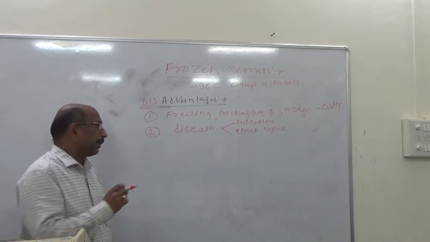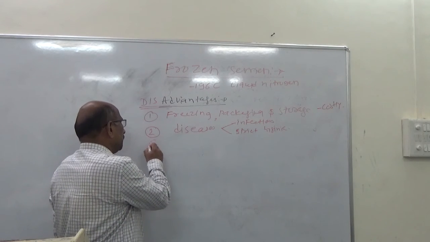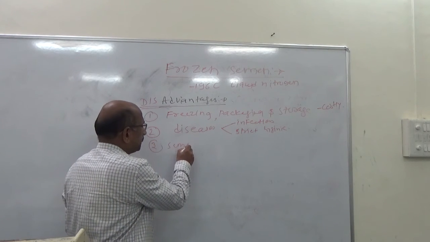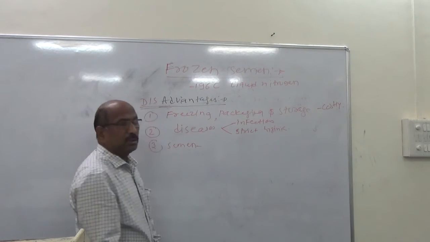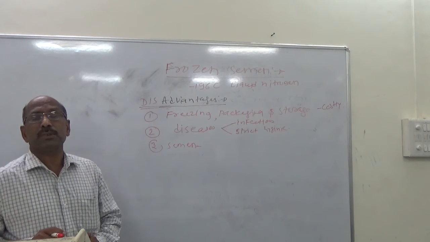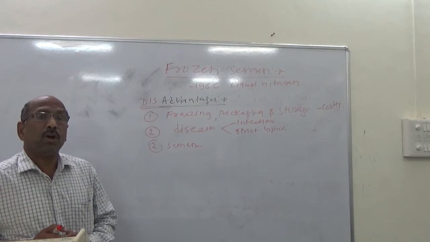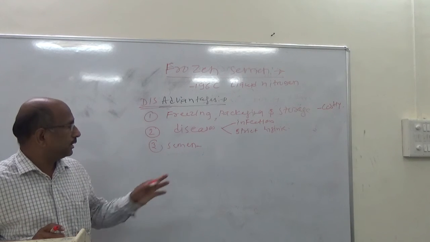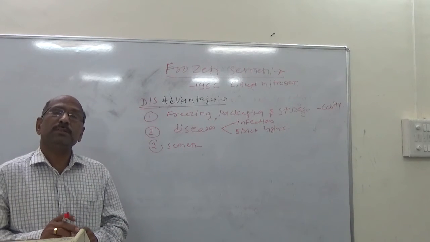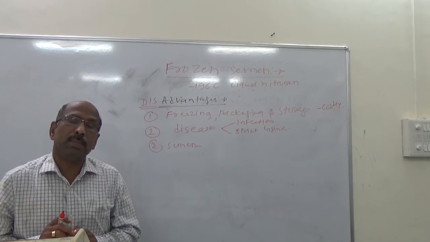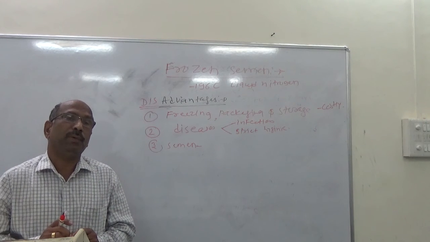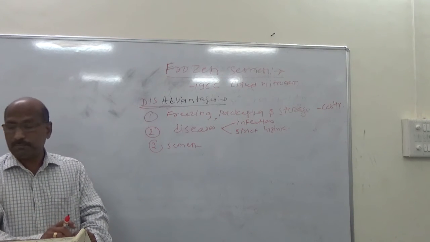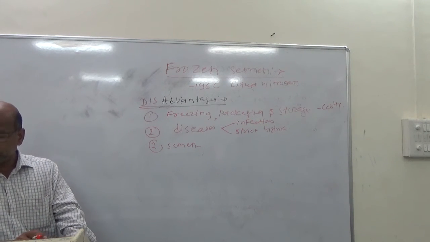Third disadvantage: semen collected from some bulls may not withstand the freezing process. This is the third disadvantage.